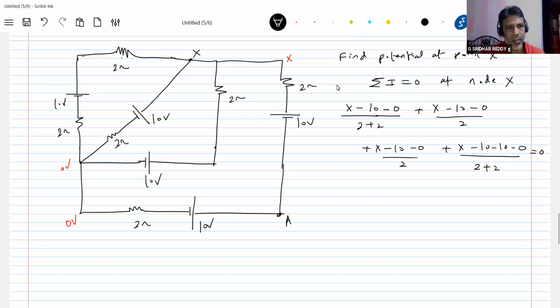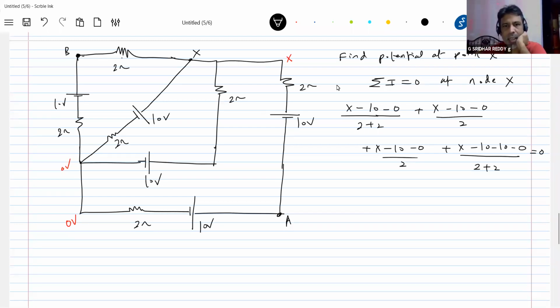So this should not be. This is B. I defined this as 0 volt. If you want, you can define this as 0 volt. I took this as convenient because three branches are connected to that 0 volt. This will be fine here. And now how to calculate VA after getting the value of X?